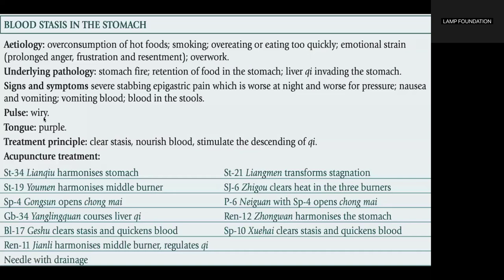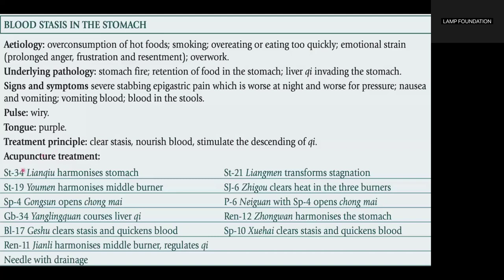So for blood stasis in the stomach, etiology: overconsumption of hot foods, smoking, overeating or eating too quickly, emotional strain, prolonged anger, frustration, and resentment, and overwork. Underlying pathology: stomach fire, retention of food in the stomach, liver Qi invading the stomach. Signs and symptoms: severe stabbing epigastric pain, which is worse at night and worse for pressure, nausea and vomiting, vomiting blood, blood in the stools. Pulse is wiry, tongue is purple. Treatment principle: clear stasis, nourish blood, stimulate descending of Qi.